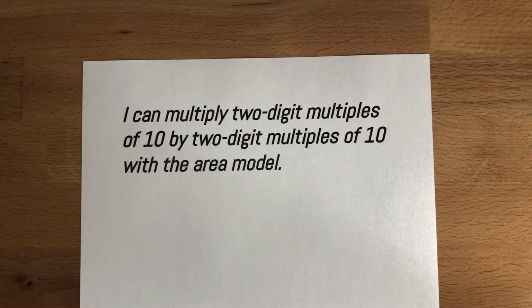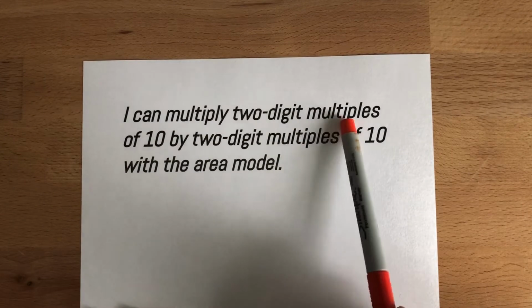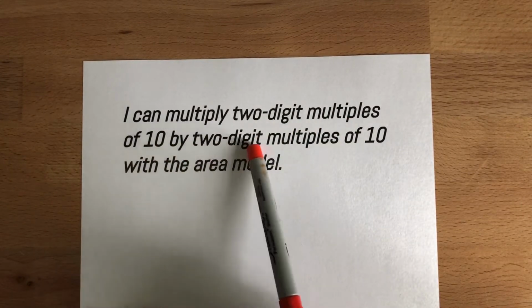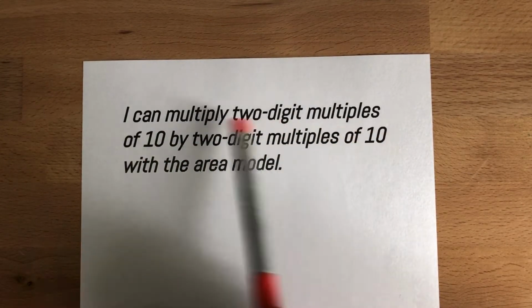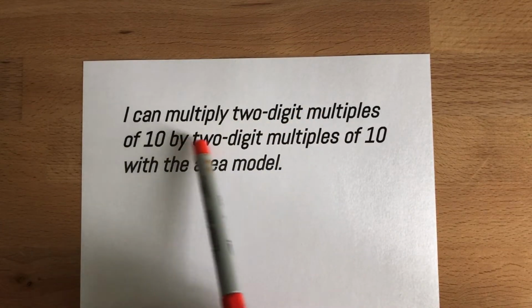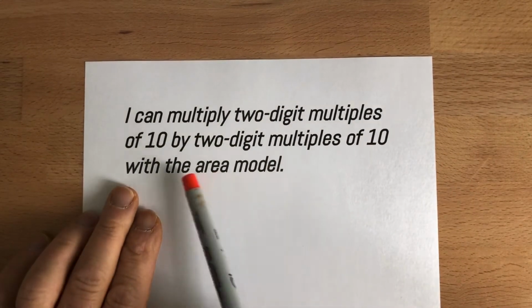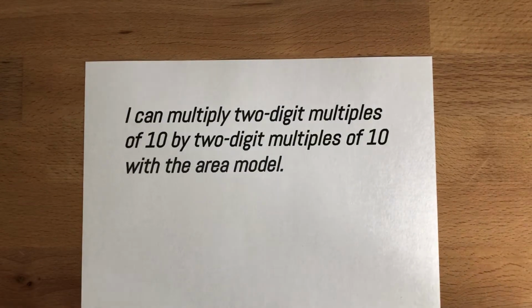So here's our I can statement. I can multiply two-digit multiples of 10 by two-digit multiples of 10 with area models. It looks like I wrote that twice, but it's true. So let's talk about what this means real quick.